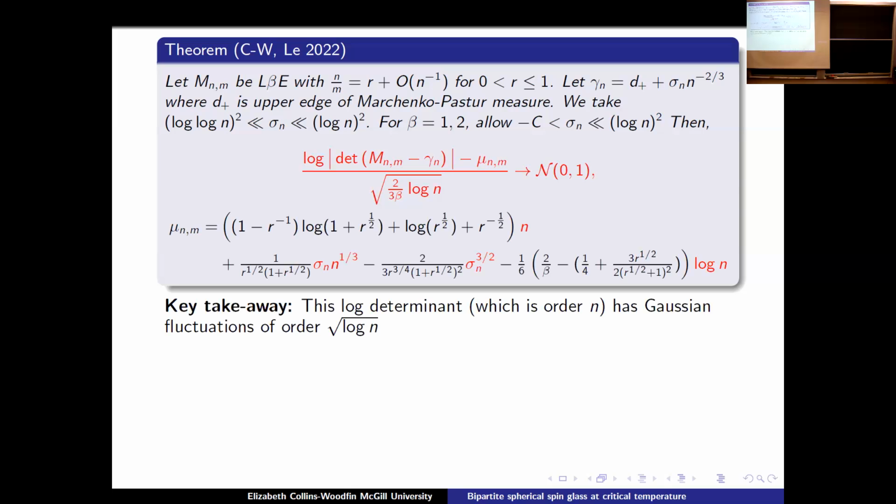All right. So this is the CLT. This is the log determinant that we were interested in. There's a mean term, and here's the normalization, and then it converges to Gaussian. And the mean term is this very nasty thing. So we have an asymptotic expansion here. But maybe the key thing to notice is that the leading order term is of order n for this log determinant, and the fluctuations are only of order square root of log n.